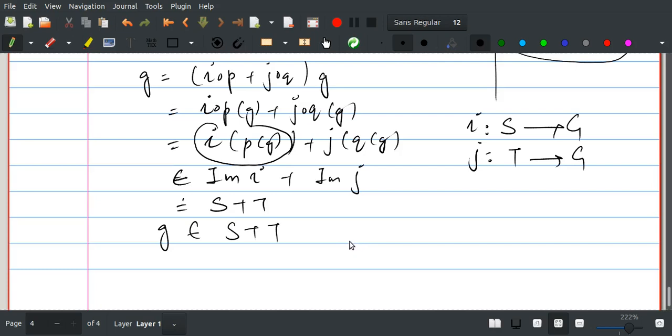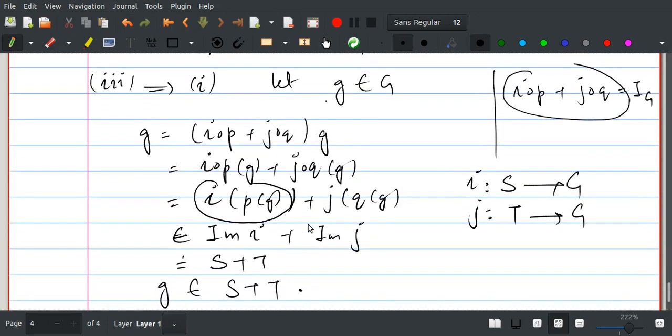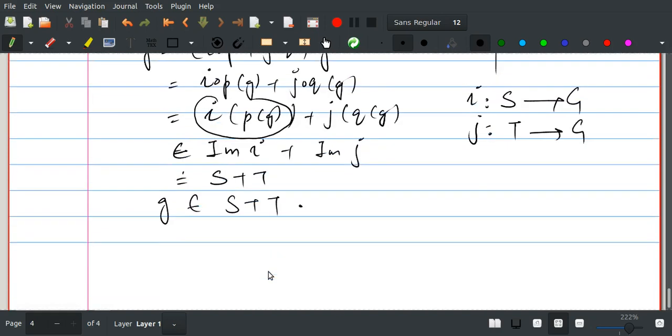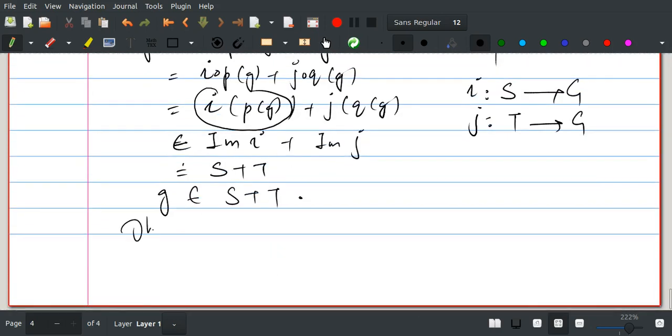In other words, note that S plus T is subset of G. Now what we have proved here is G is subset of S plus T. We took an element g in G and we proved that that element also lies in this set. So that is G is S plus T. Now it remains to prove that S intersection T is singleton.